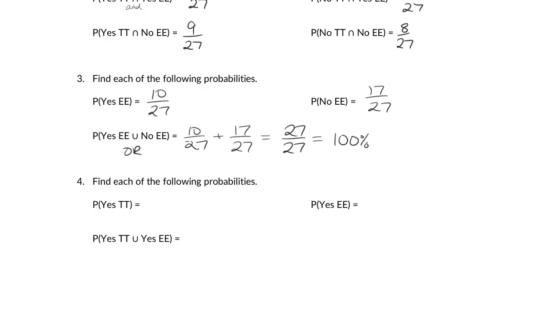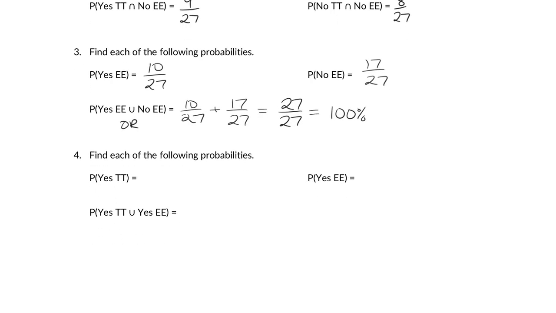Let's do number 4. Number 4, we're again copy pasting these numbers down for ourselves. What is the probability that somebody can do taco tongue? 19 out of 27. How about yes to evil eyebrow? 10 out of 27. Okay. So I start to add these together because again, the last probability says yes taco tongue or yes evil eyebrow, and that's my indicator to add. So I go to do 19 over 27 plus 10 over 27, and what do you get?